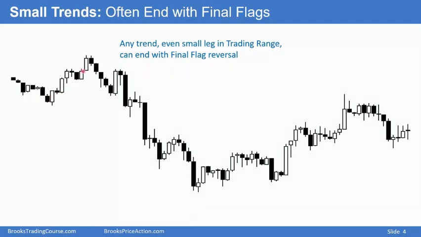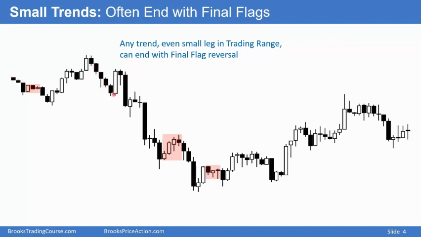We have a bull trend here, and here's the final bull flag of that bull trend. Every trend, even if it's a small leg within a trading range, can end with a final flag reversal. We have a bear trend, an III pattern, 3 consecutive inside bars. The bear trend resumed, but then it reversed. So this was the final bear flag in the bear trend.